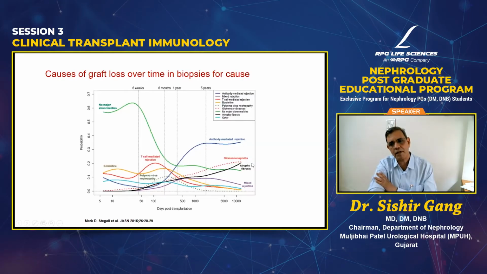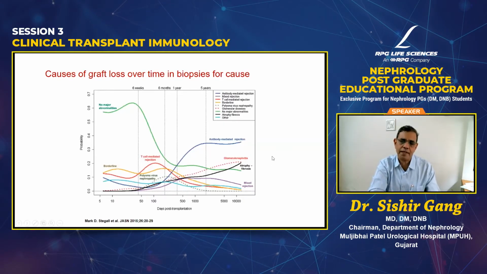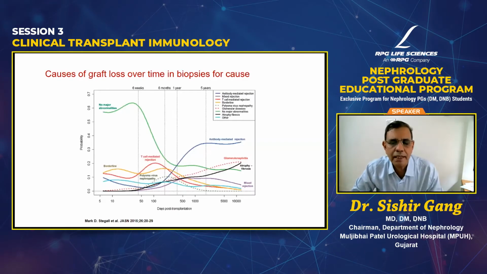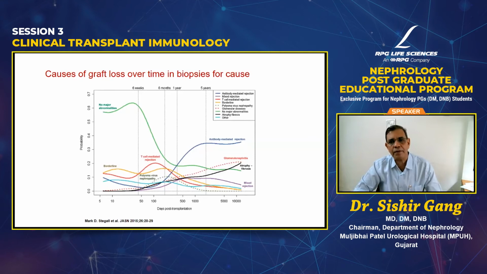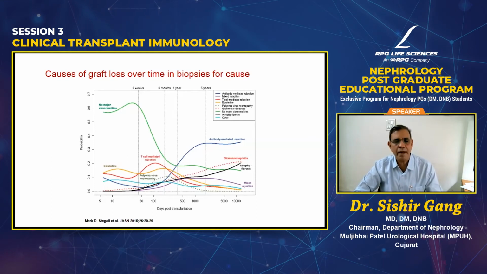Of course, some grafts are lost because of recurrent glomerulonephritis, some because of BK virus, and some because of mixed rejection. So overall, a large percent of the graft loss, despite very good immunosuppression, is to T-cell rejection in the initial period, antibody-mediated rejection in the subsequent period, and mixed rejection. So it is very important to recognize that though we have made significant advances in immunotherapy for transplant, preventing transplant rejection and treatment of rejection, we still have a long way to go.